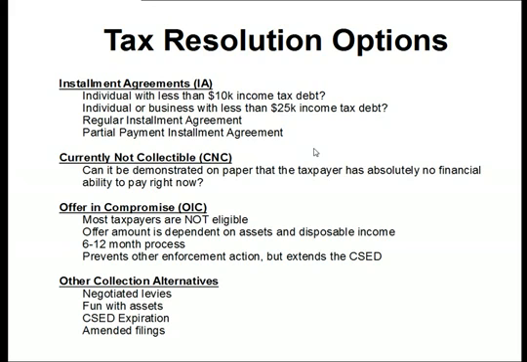Doing things to delay collection action, like getting into not collectible status, and then taking advantage of all the different things to basically keep the IRS at bay. We can basically let the CSED expire, and so if you wait long enough, the tax debt goes away. And so basically you can play cat and mouse with the IRS for long enough and the tax debt will go away. That is sometimes an option.